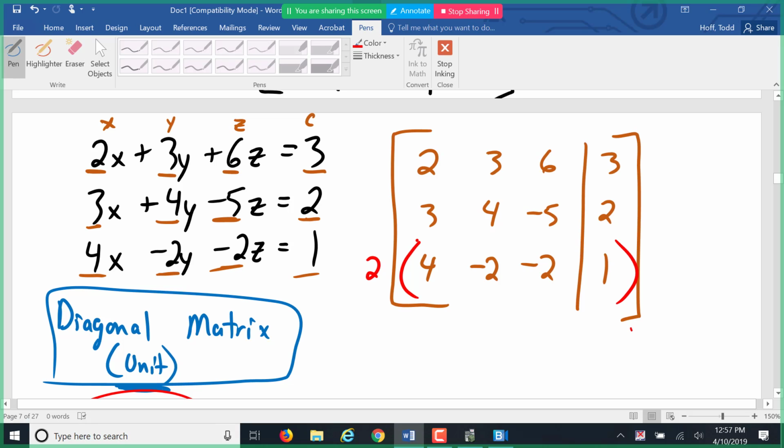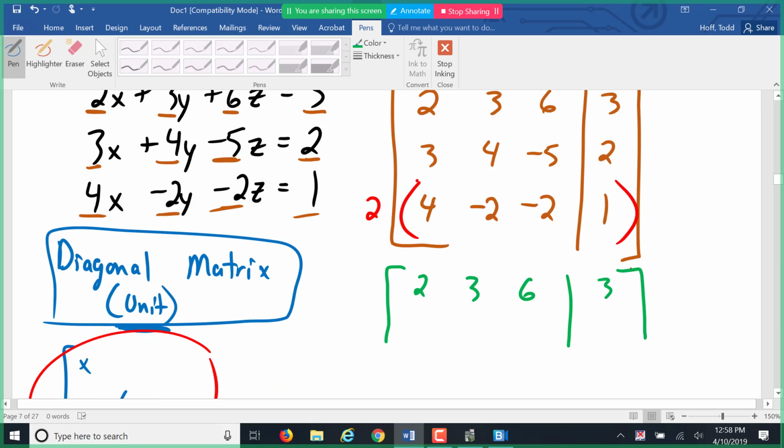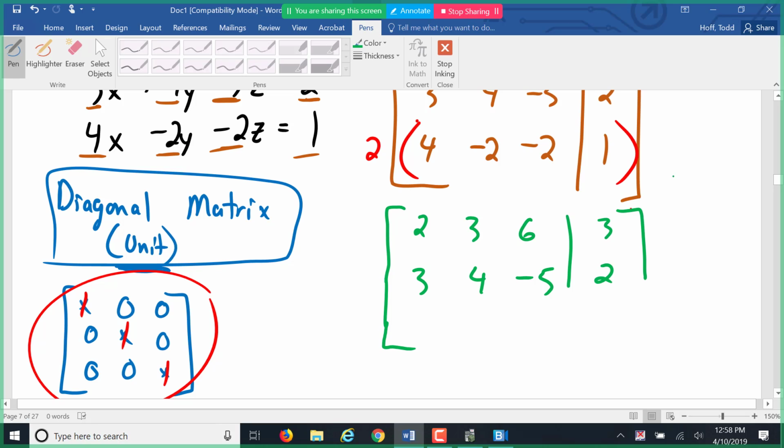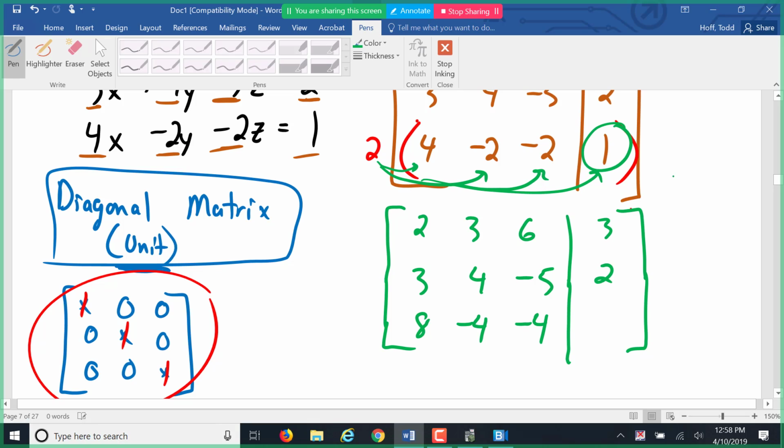Remember, one of the things we're allowed to do is multiply a whole row by the same number. So my top row doesn't change. My second row doesn't change. My third row gets multiplied by 2. 2 times 4 is 8. 2 times negative 2 is negative 4. 2 times negative 2 is also negative 4. And even though that's not technically part of the matrix, I have to do the same thing to the augmented piece. 2 times the 1 is 2.